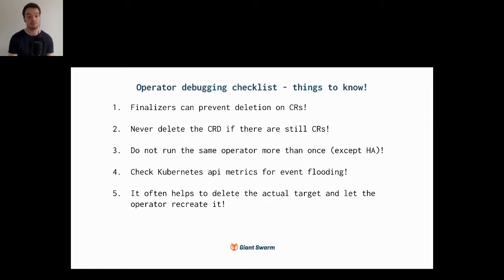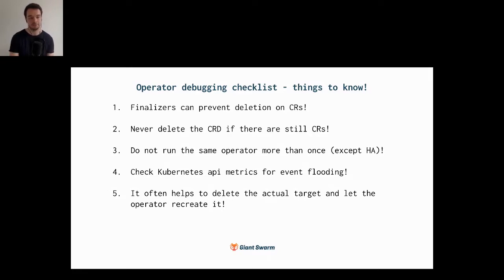And then do not run the same operator more than once. Kind of simple, because you run into race conditions. Except if there's high availability supported by the operator, then it's fine, but usually don't do it. Check Kubernetes API metrics for event flooding. If you run a lot of operators, you might start to DDoS the Kubernetes API. Usually this doesn't happen, because usually Kubernetes operators are implemented in a way that they try to follow rate limits, but just be aware that this is a possibility if you see a lot of problems suddenly.